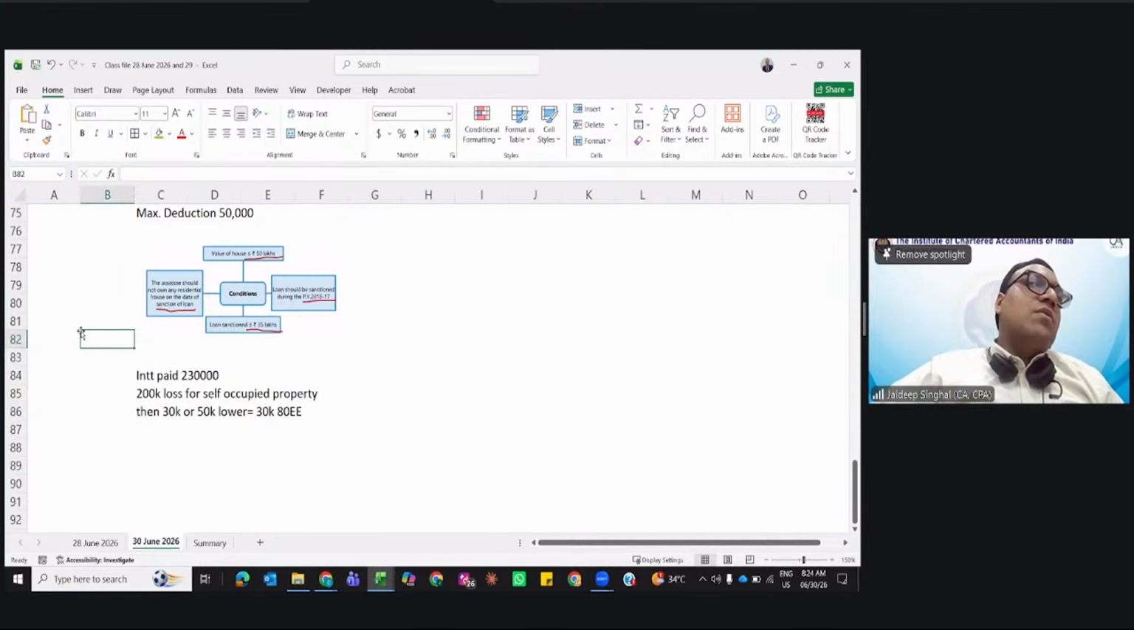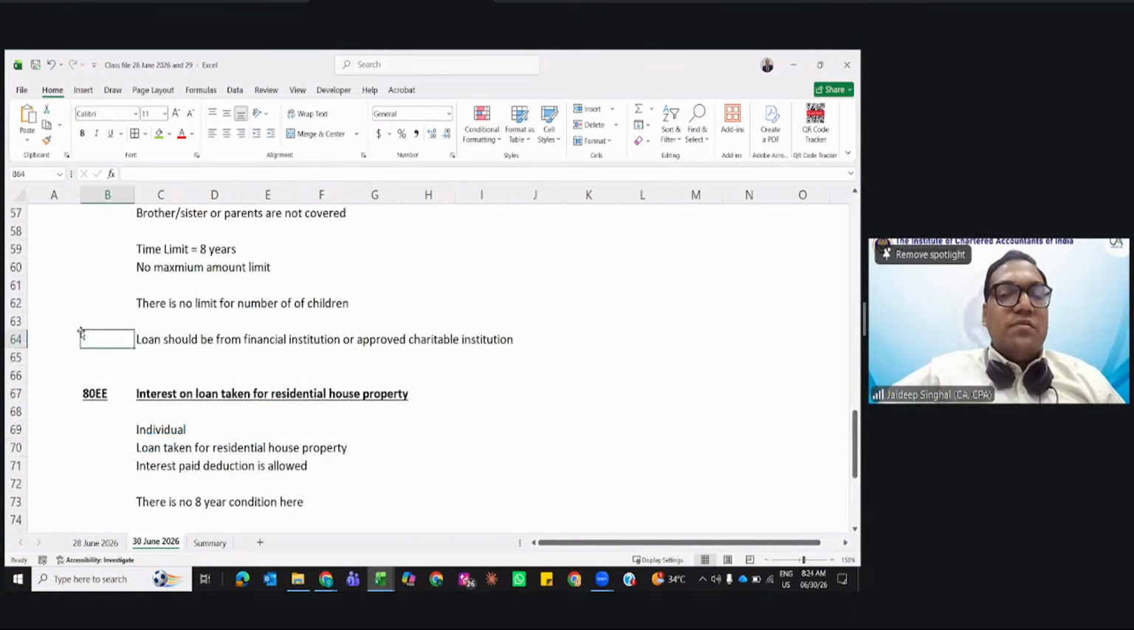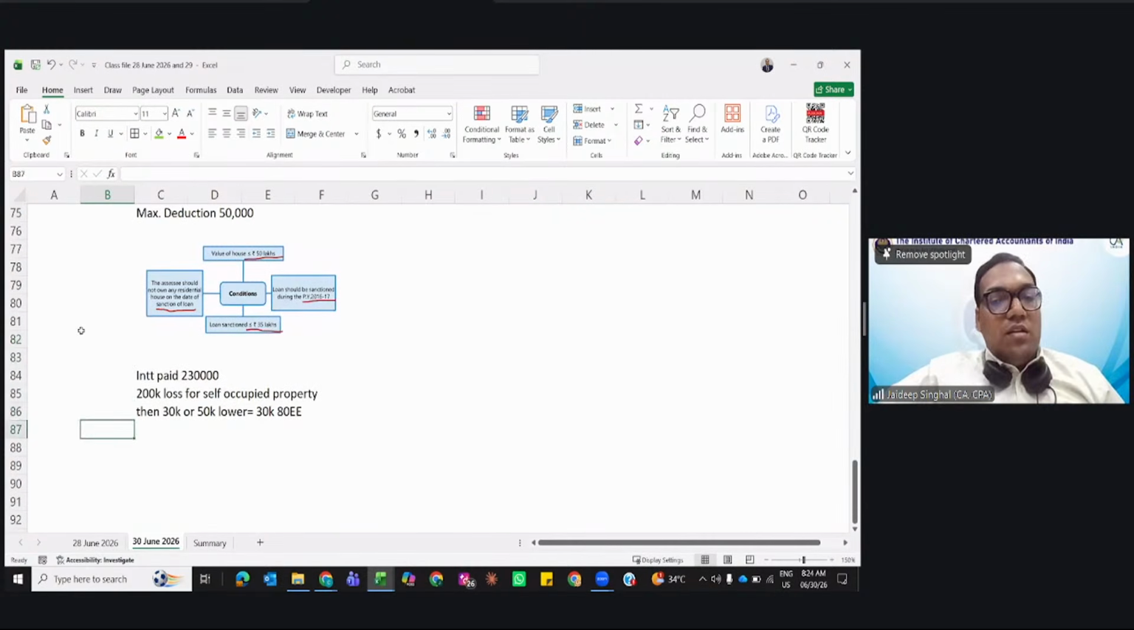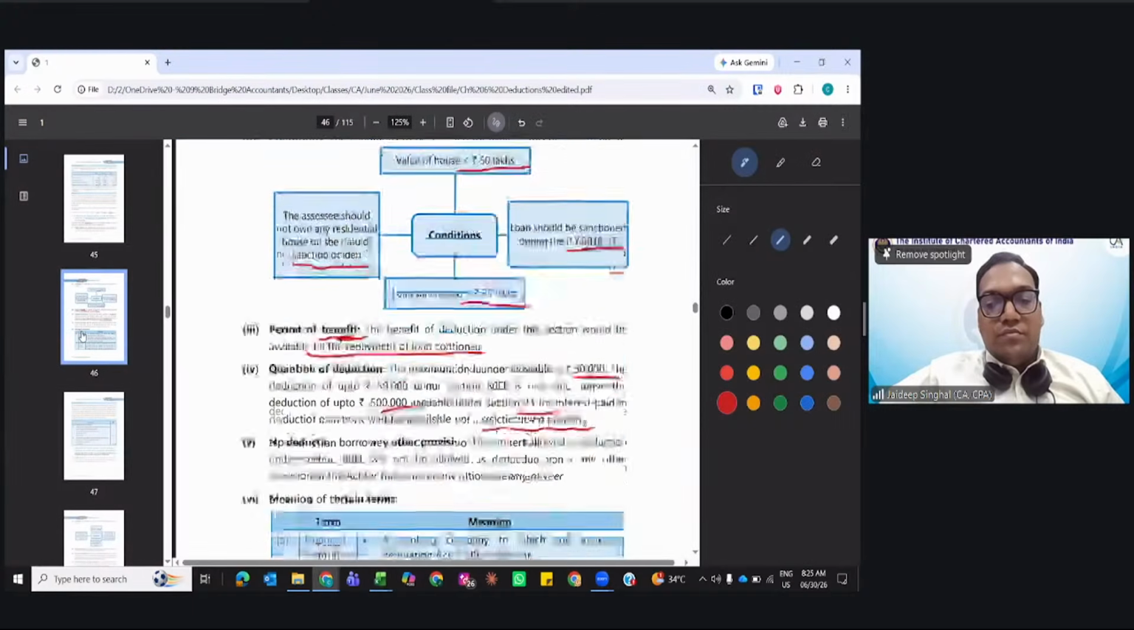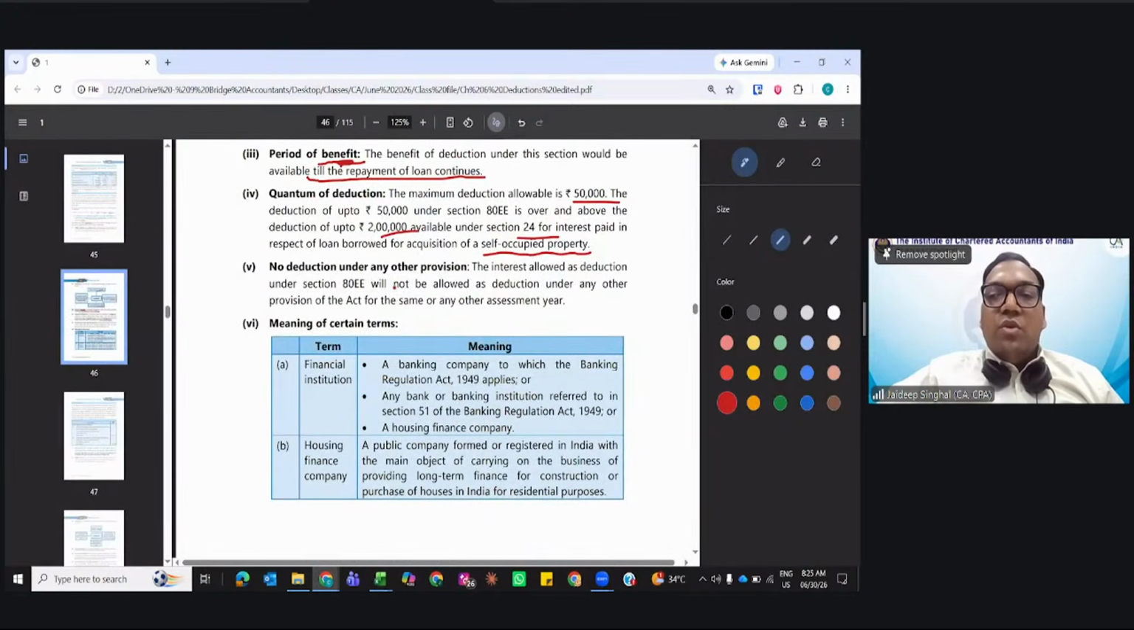These old deductions are always on payment basis, Arun Sagar. Whenever you pay the interest, it is for the repayment. If there is accrual and the repayment hasn't happened, how can you take the interest? It is on the repayment of the interest. Clear? No deduction under any other provision. If you are taking deduction under this section, for the same interest, no deduction will be allowed under any other provision. That is simple.